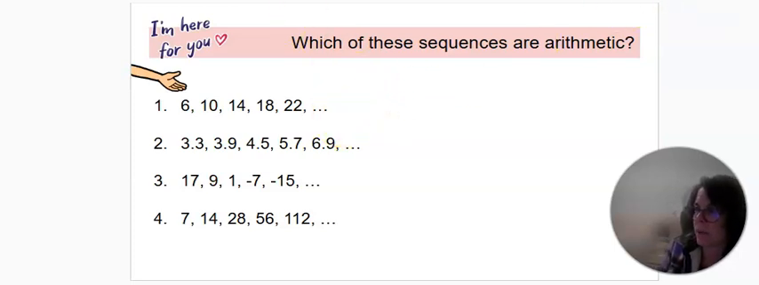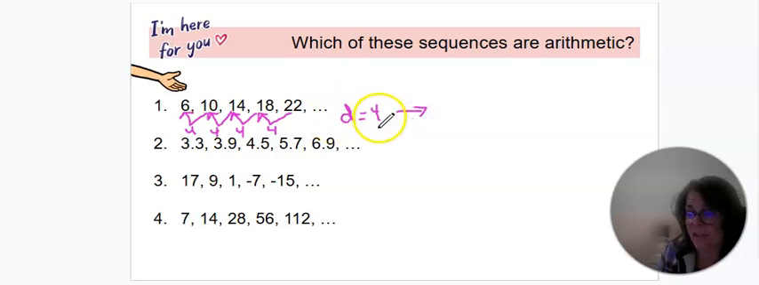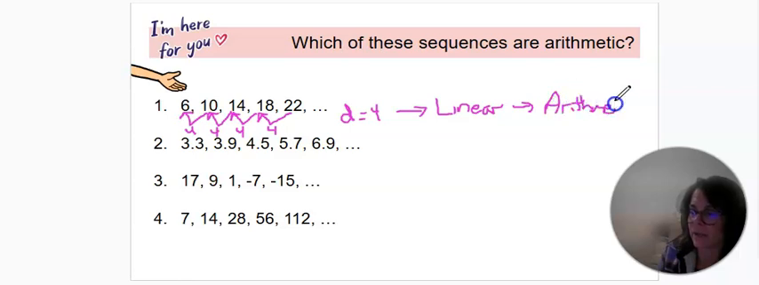In this first example, to discover whether these sequences are arithmetic, you want to check for a common difference. So like we've done, you subtract beginning at the end. 22 minus 18 is 4. 18 minus 14 is 4. 14 minus 10, and 10 minus 6. Our common difference, we'll call it D, is 4. And that means, since a common difference exists, that this is linear, which tells us that the sequence is an arithmetic sequence.